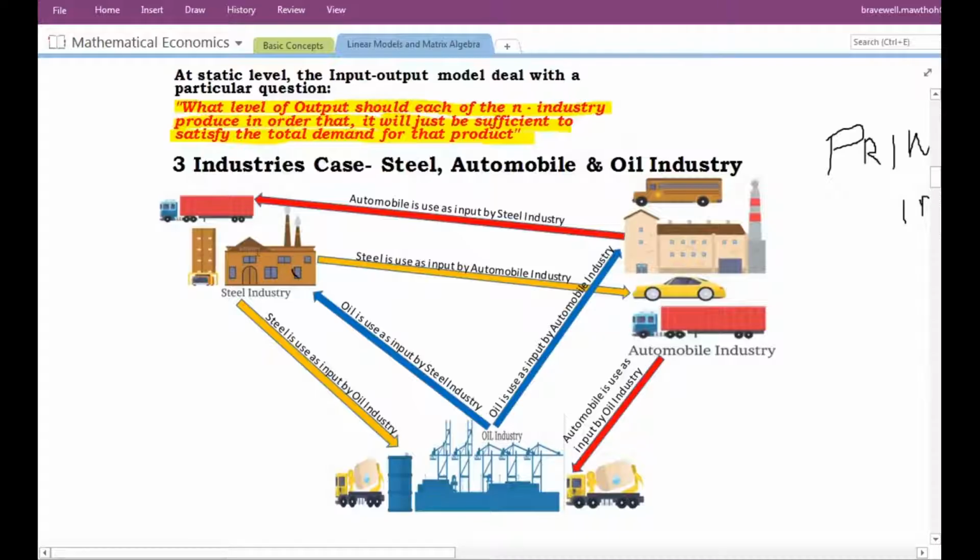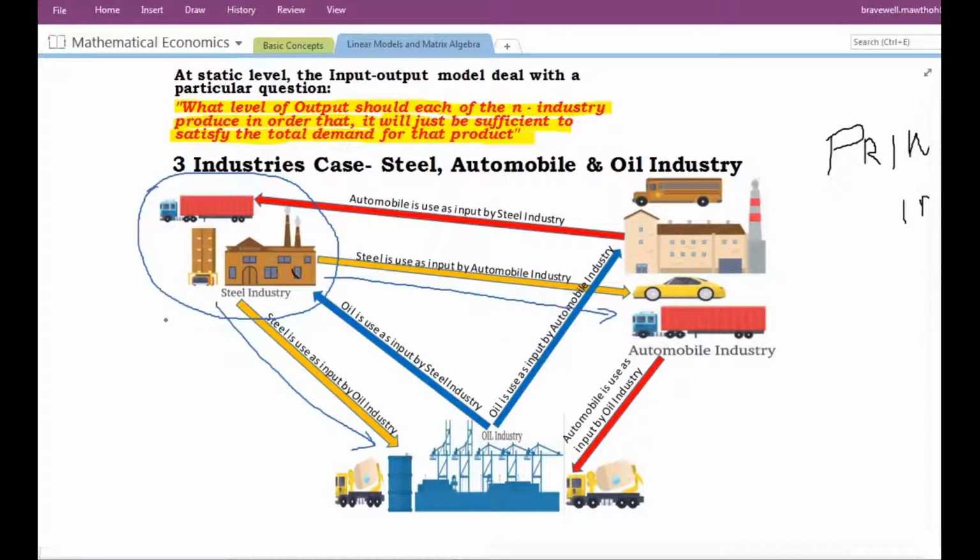As you can see in this diagram, we have 3 industries: the steel, the automobile and the oil industry. Now let us consider the steel industry. Steel is being demanded by the automobile industry and also by the oil industry. It is being demanded by the automobile industry for making of body parts and other requirements. Steel products such as tanks are being used by the oil industry for storage purpose.